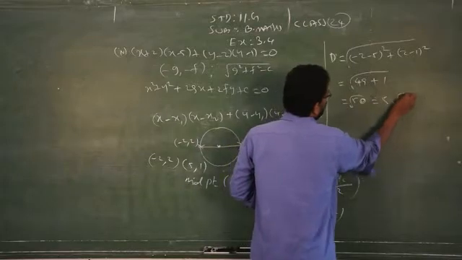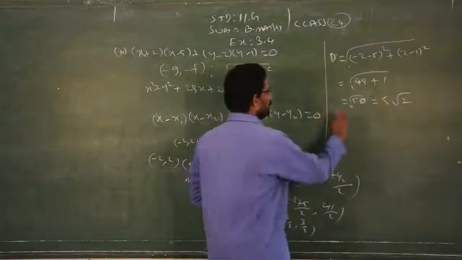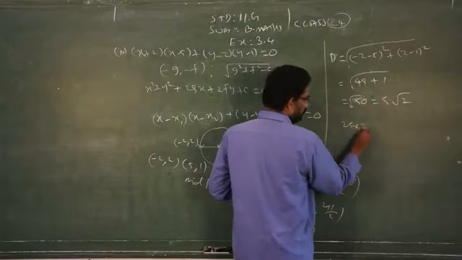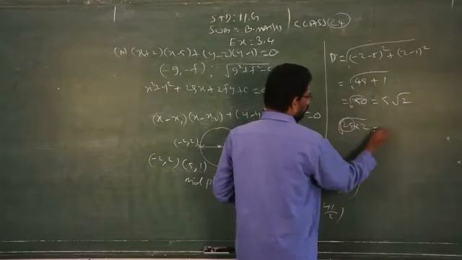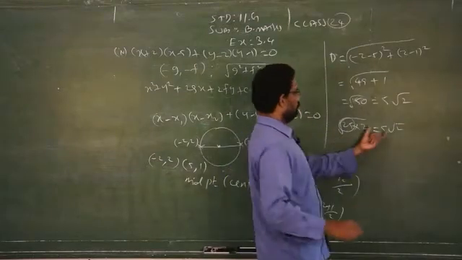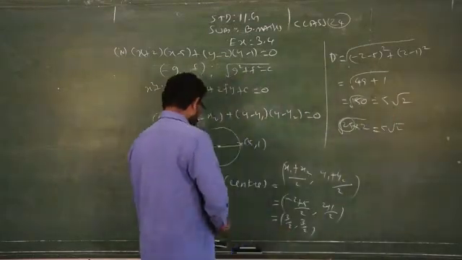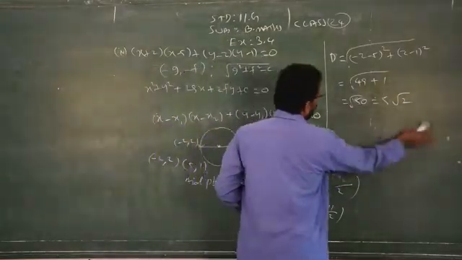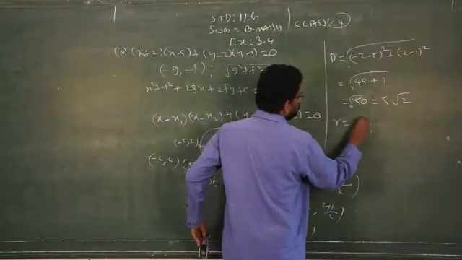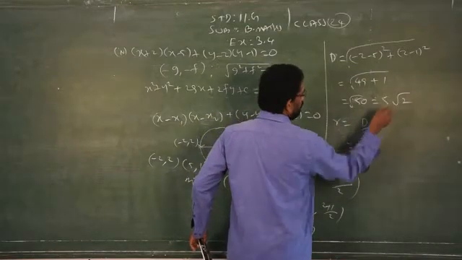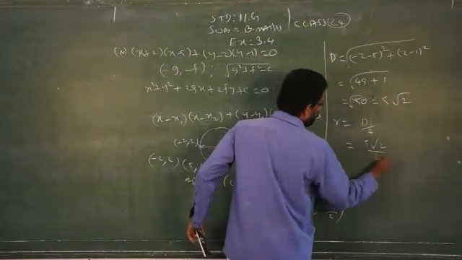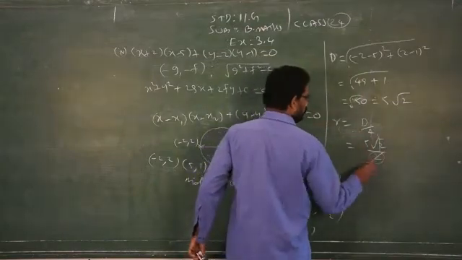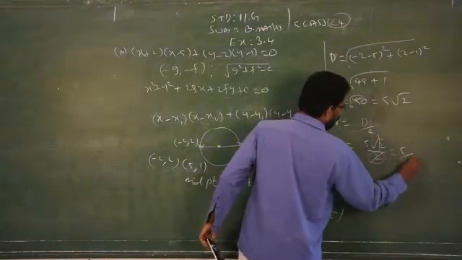So you can rewrite this as 5 root 2, because 50 can be replaced by 25 into 2. So square root of 25 is what? 5 root 2. So you can write 5 root 2. This is your diameter length. So how do you find out radius? So r is equal to diameter by 2, that is diameter we found already, 5 root 2 by 2. In 1 root 2 we have 2 square root 2, so we get 5 by root 2.